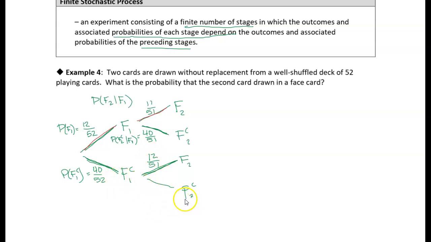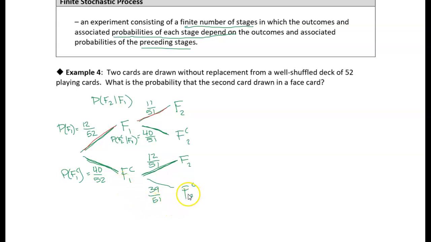Our last branch here is the event that we do not draw a face card on the second draw, given that we did not draw a face card on the first draw. We had 40 non-face cards. We drew one of those non-face cards, and now we only have 39 non-face cards left out of 51. So that would be the probability of drawing a non-face card on the second draw, given that we drew a non-face card on the first draw.